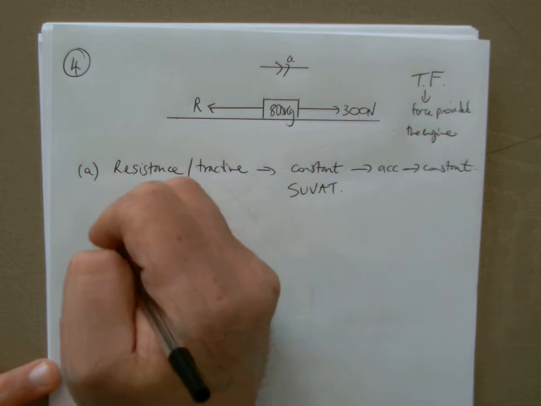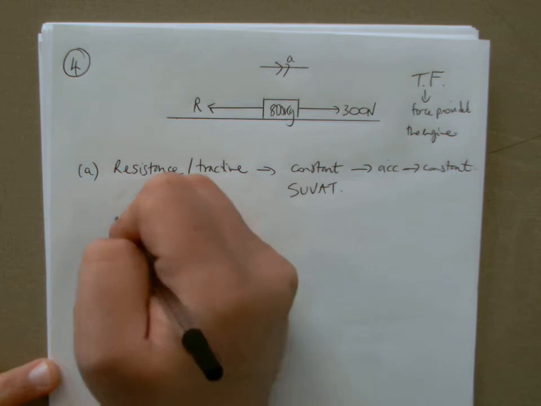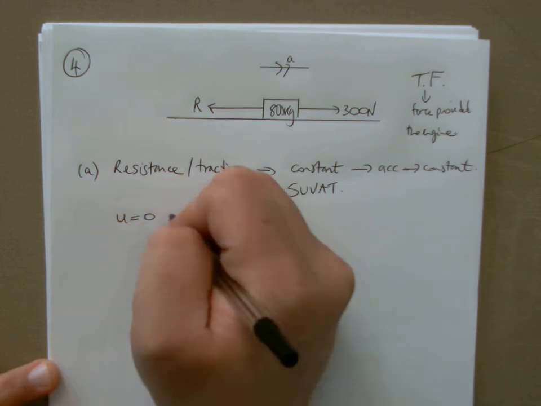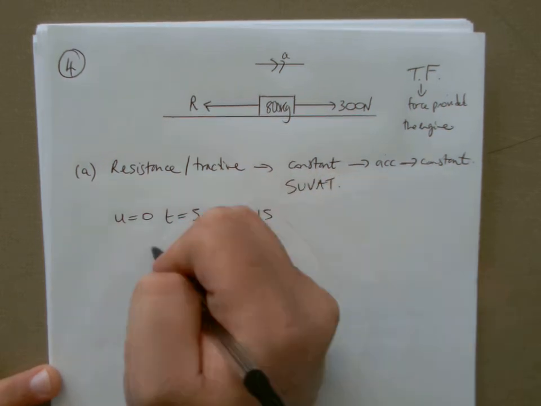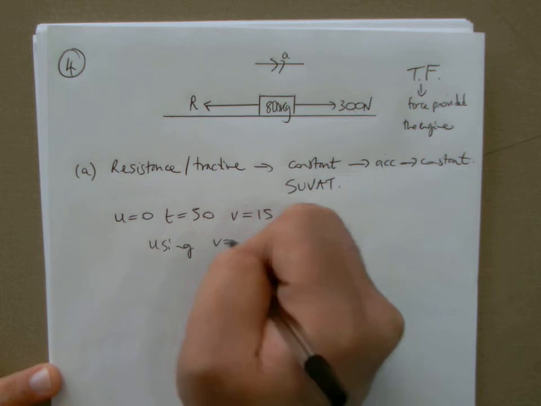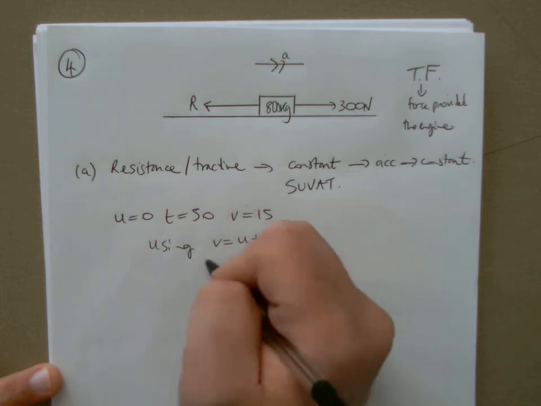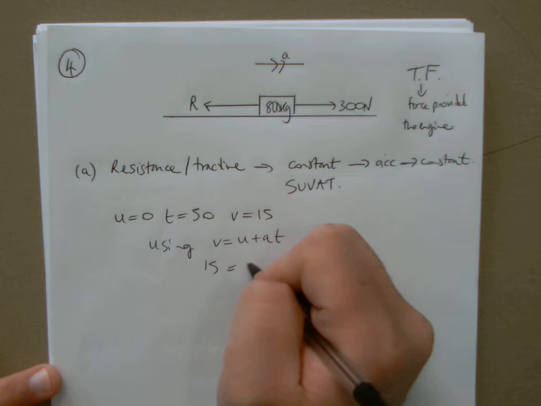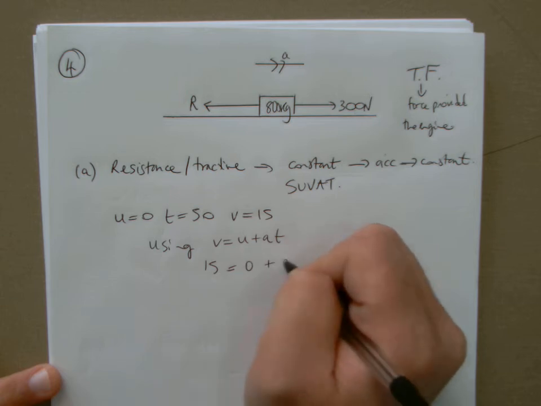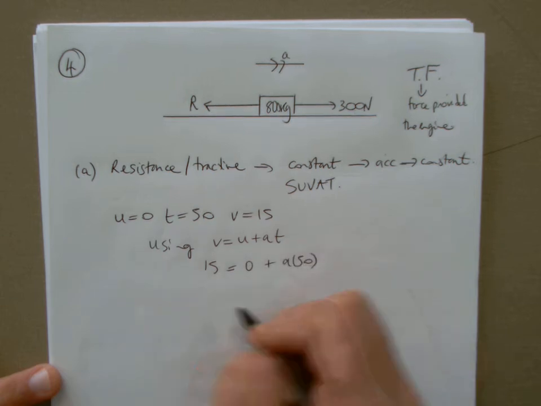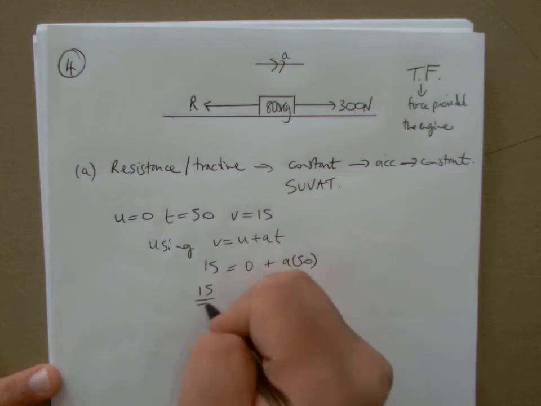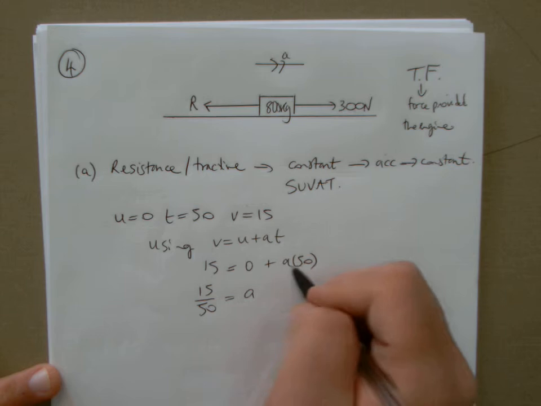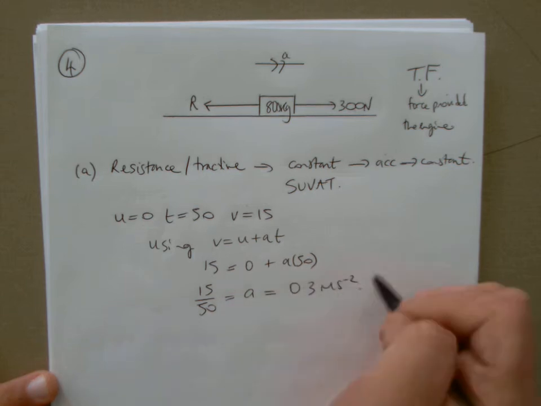So with Suvat in part A, it tells us it starts from rest, and over a period of 50 seconds it reaches a speed of 15. So we can get A using v equals u plus at. v is 15, u is 0, plus a, which we want to work out, times t. So if you take that over to the side, you get 15 over 50 is equal to a, which equals 0.3 meters per second squared.